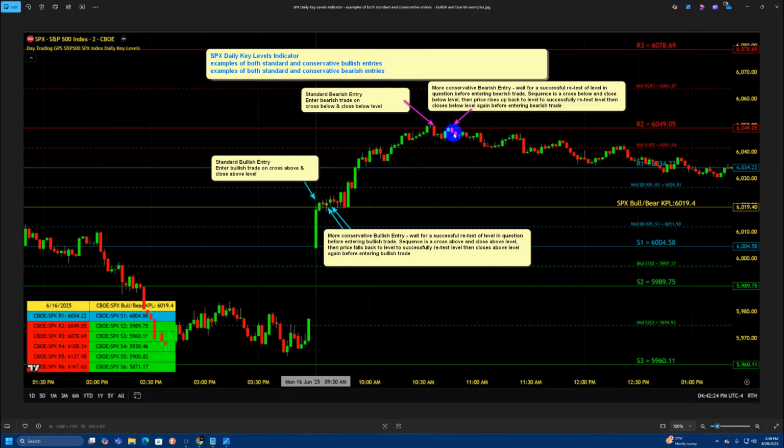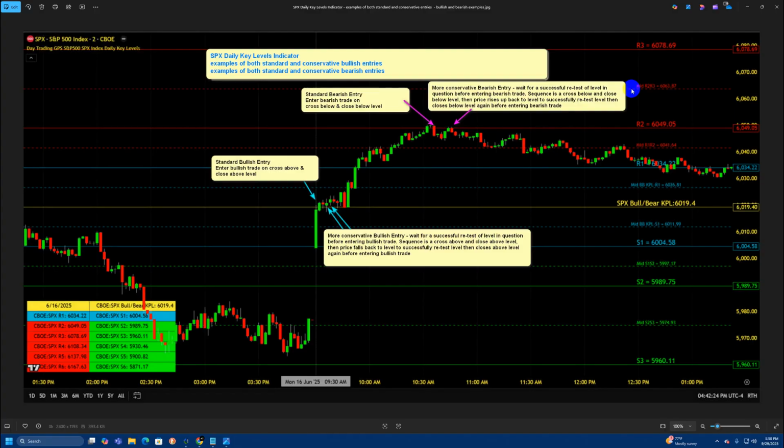So this is where you would enter on a successful retest. You could have also entered here. That would have been a little bit later, but either one of these candles here would be considered the successful retest. So even on the successful retest, since it's off of this level, it's the same stop loss.